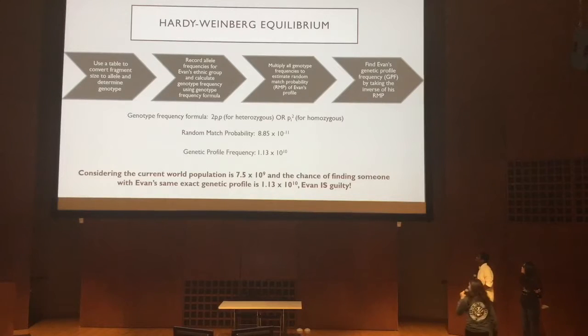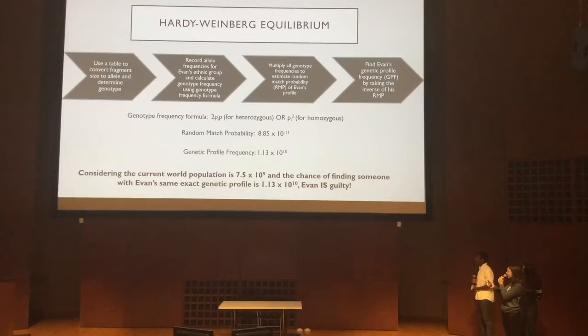So then we move on to the Hardy-Weinberg equilibrium. And so the professor decided that this was the best way of proving to Evan that he is guilty and it can only be him. So what he did was he used a table, he converted the fragment size, and remember that you did this in lab. He converted the fragment size to the allele, and all of this, again, is using a table that is given to you. And then you determine the genotype, if it's homozygous or heterozygous, and then you record the allele frequencies for Evan's ethnic group and calculate the genotype frequency using the frequency formula.